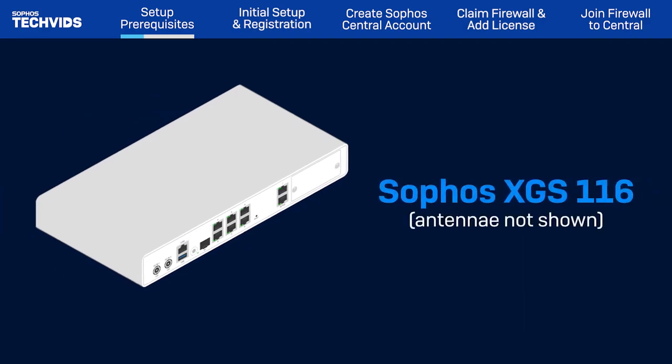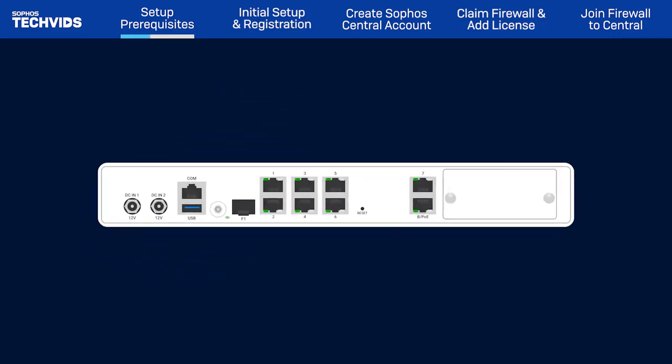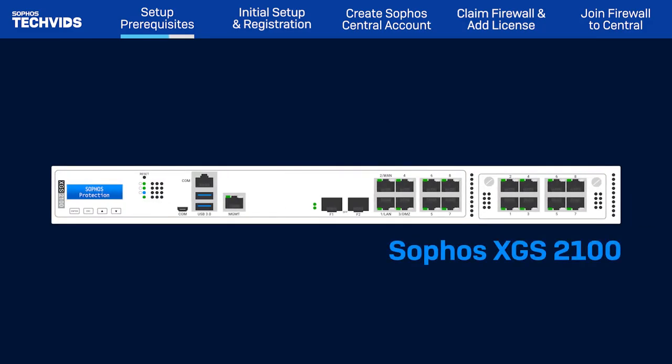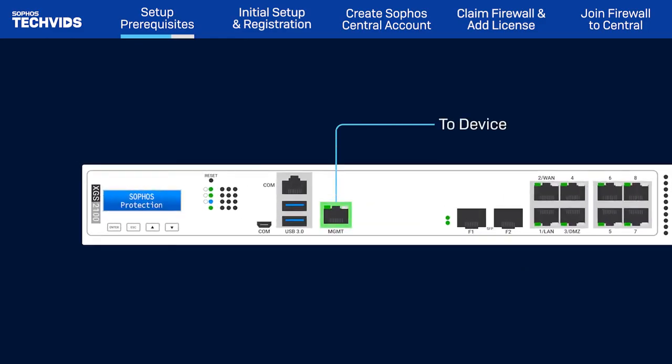In this demonstration, I'm using a Sophos Firewall XGS 116 model. Once the device is unboxed, make sure it has internet connectivity on the WAN interface, port 2. Then, connect the machine to the LAN interface, port 1. It will automatically assign an IP address to your machine in the 172.16.16 subnet range.